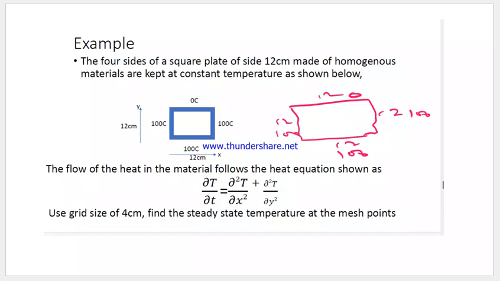So the flow of the heat in the material follows the heat equation. They gave us the physical law and the mathematical expression guiding the flow of heat in this material. Use a grid size of 4 cm. Find the steady state temperature at the mesh points. So simply put, we are first of all to discretize our system.